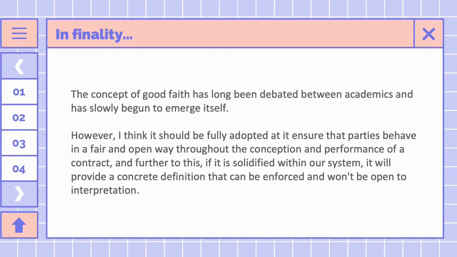So to conclude, the concept of good faith has long been debated between academics and has slowly begun to emerge. However, I think it should be fully adopted, as it will ensure that parties behave in a fair and open way throughout the conception and performance of a contract. And additionally, if it was solidified within our system, it would provide a concrete definition that can be enforced and won't be open to interpretation as critics currently fear.